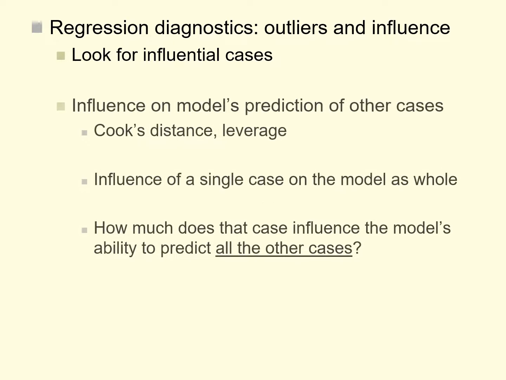We can also consider influence in terms of the model's ability to predict other cases, or how much an individual case influences the model's ability to predict all the other cases in the data set. And here we have calculations like Cook's distance and leverage, which indicate the influence of the single case on the model itself, how much that one case influences how well the model predicts all the other cases in the data set.